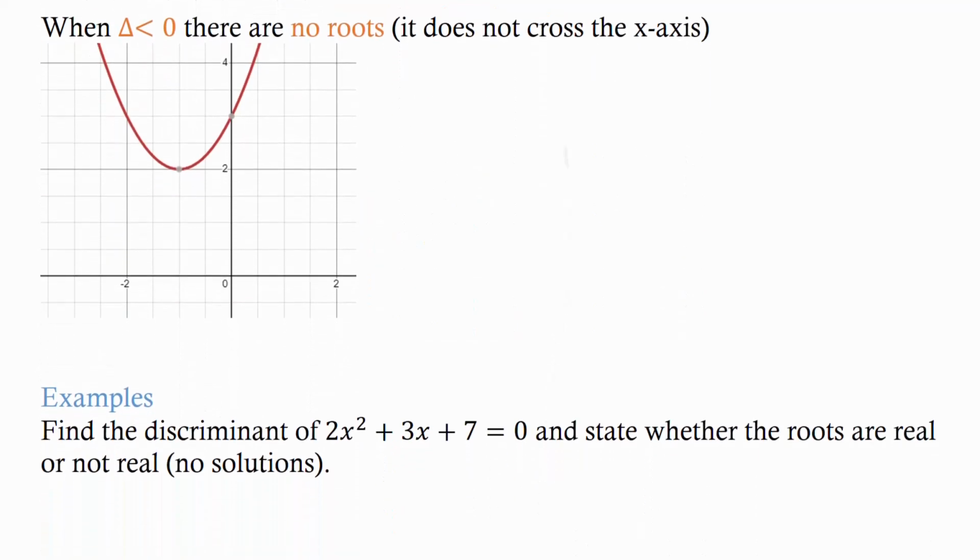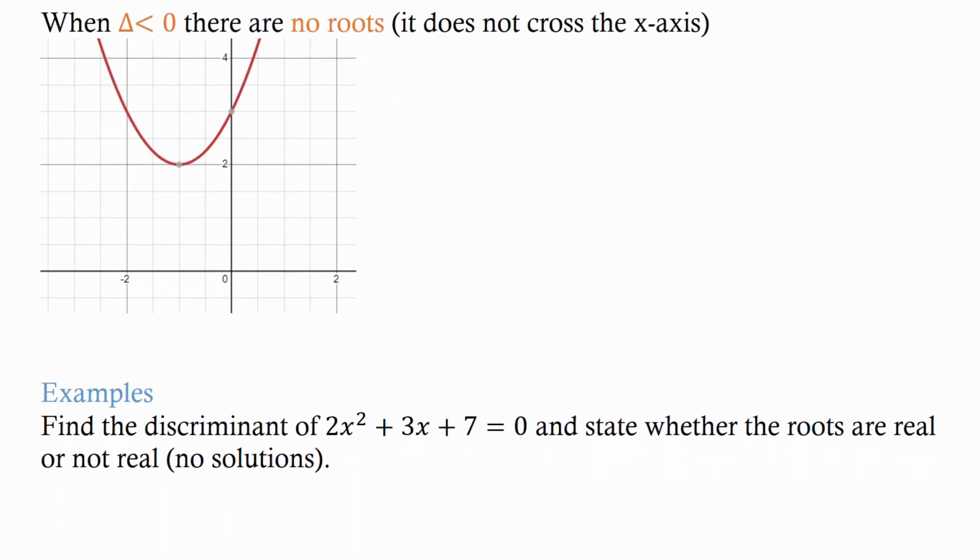Now the last one is when delta is less than 0, there's no roots, it doesn't cross the x-axis at all, it's well above it or well below it. So as you can see there.